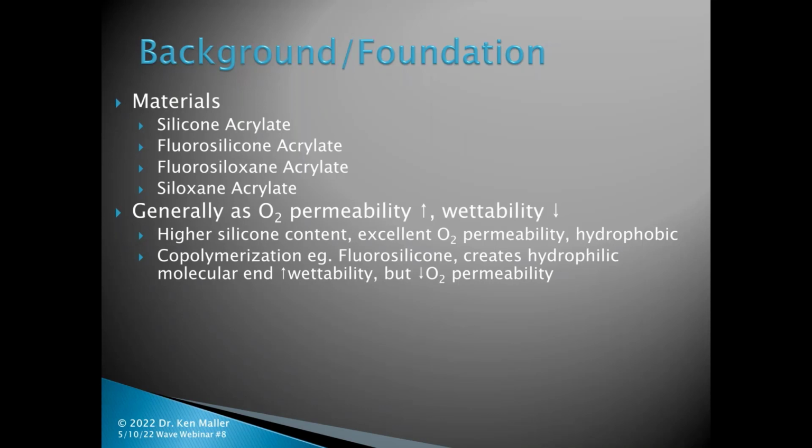That brought about this copolymerization process to go to the fluorosilicone acrylates because it increased the hydrophilic molecular end, which helped the wettability. But by doing so there, we actually decreased the amount of oxygen transfer through the material itself. Generally, as O2 permeability increases, we would lose a bit of rigidness, or the modulus of the lens would decrease.